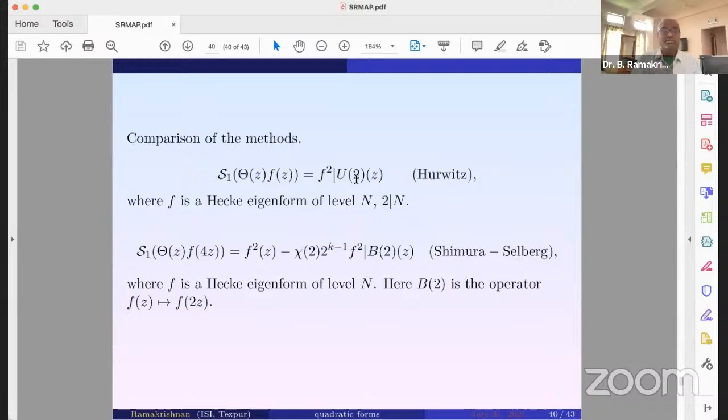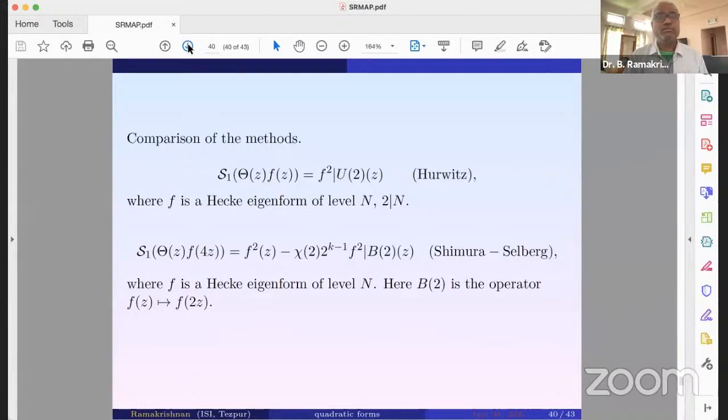But when you look at the Shimura and Selberg method, it is talking about the image under S1 of the function f(4z) times theta(z), which is in terms of f squared minus f squared bar B2, where B2 is the duplicating operator, z going to 2z. There is a very interesting fact: without knowing the theory of modular forms of half-integral weight, Hurwitz made this kind of observation long ago, and it turns out that this is also a correspondence in some sense. When you assume that properly, if you look at the level and assume that n is even, then it fits into the Shimura correspondence.